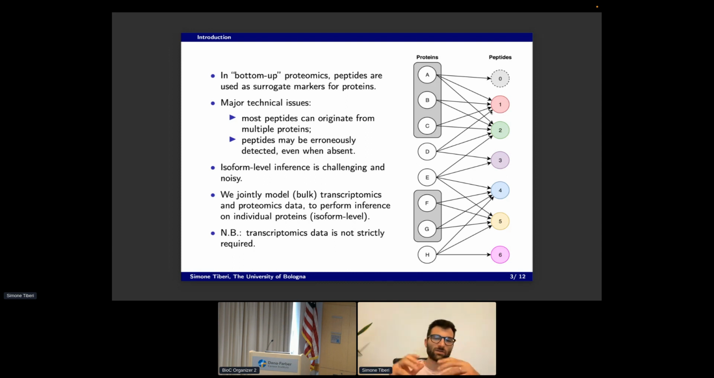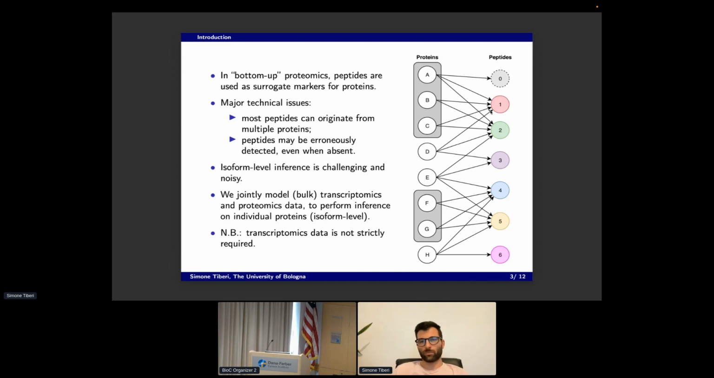Now, the first issue, just to make an example, a comparison with RNA-seq data, is similar to the multi-mapping issue you have in RNA-seq reads, where a read can be compatible with multiple transcripts. But in proteomics, this is to a larger degree because you have many fewer peptides than you do have RNA-seq reads. Now, as a consequence, what happens is that inference at the isoform level is quite challenging and can often be inaccurate because you have too much noise.